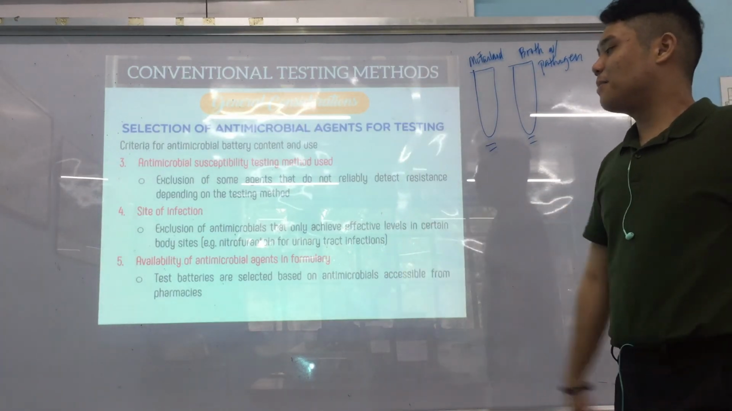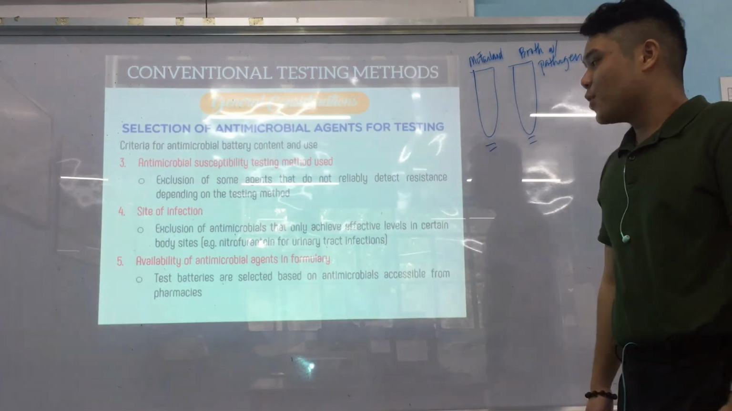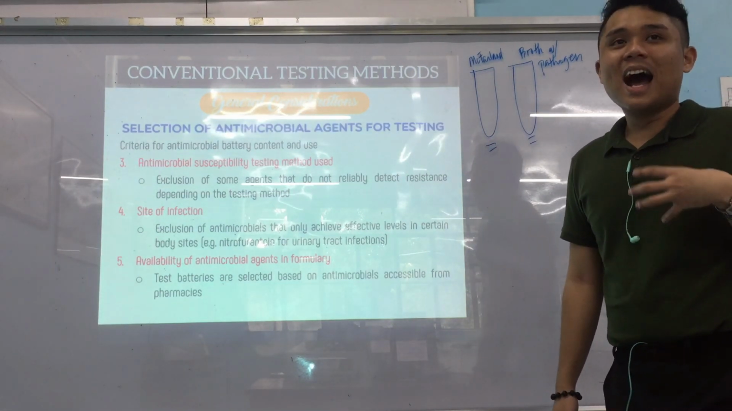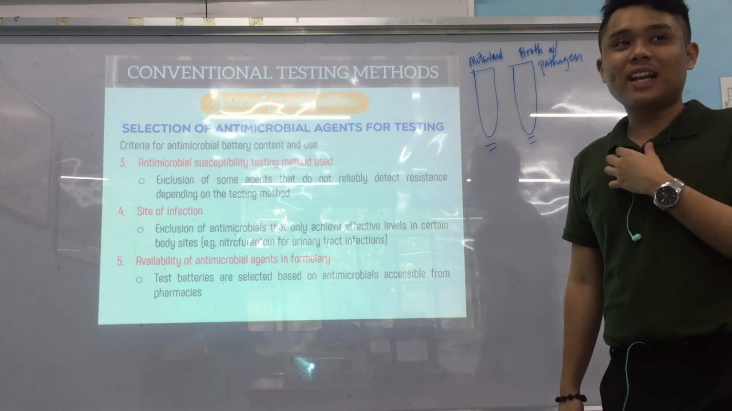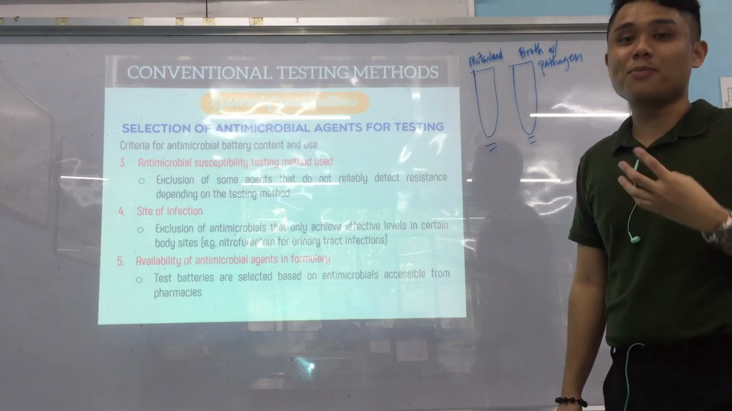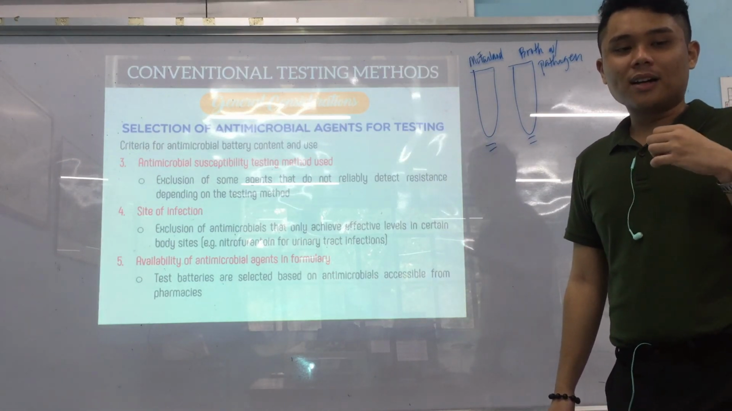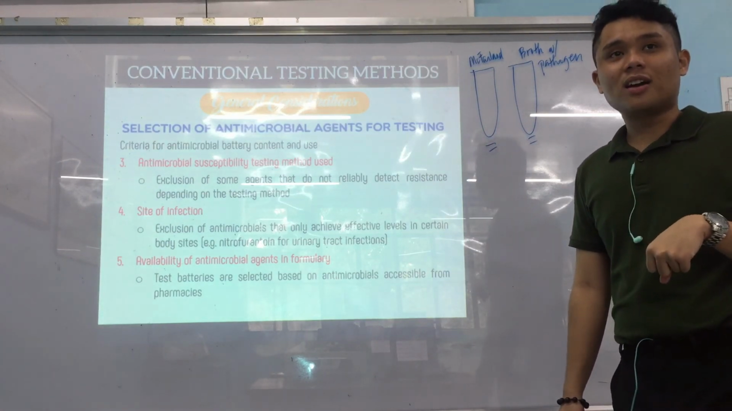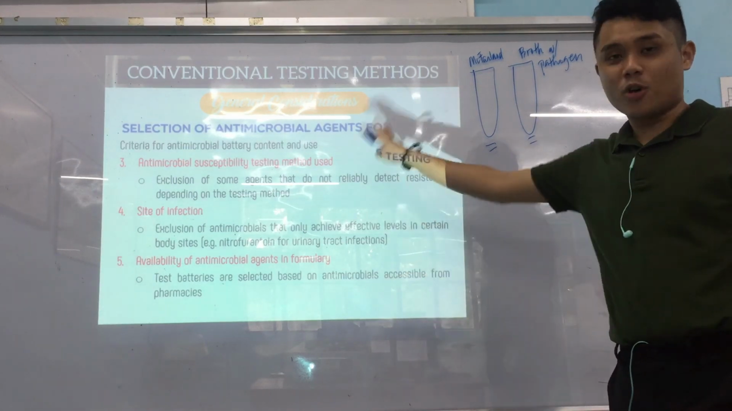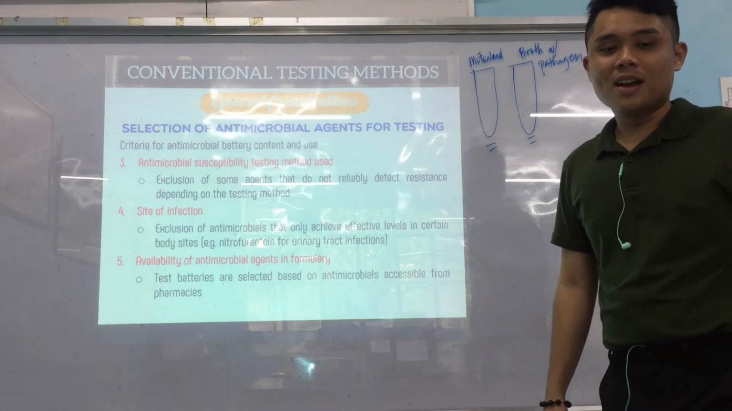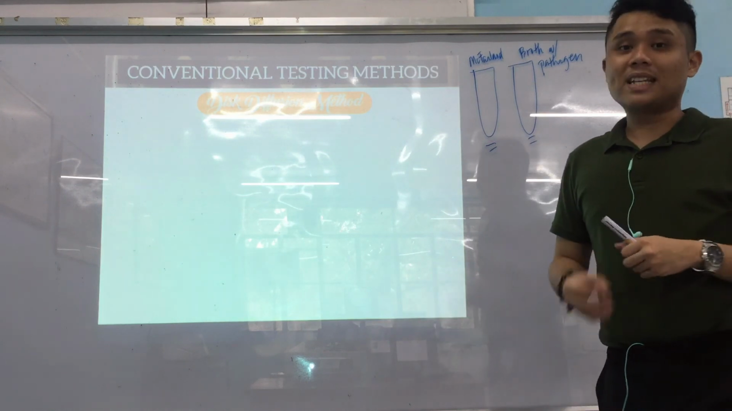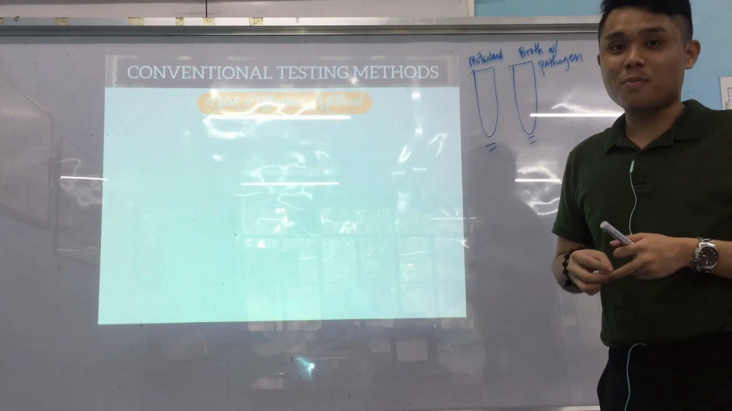And last is the availability of antimicrobial agents in the formulary. We don't want to include an agent that is not available in our pharmacy, test batteries, or from our manufacturers. There is no use adding an antibiotic that is not available. So that is antimicrobial selection for testing. And for the next video, we'll start with the first type of conventional testing method, which is the disk diffusion method.